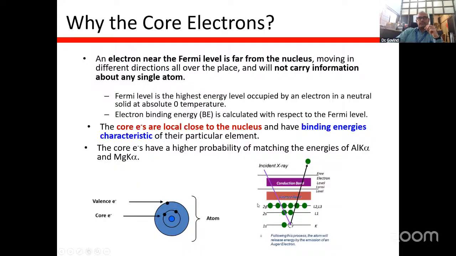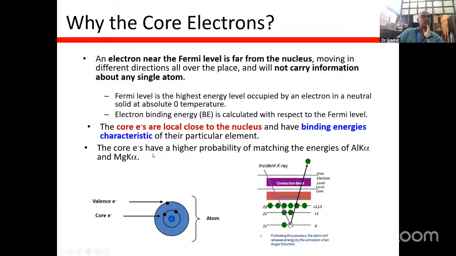So what is the Fermi level? The Fermi level is the highest energy level occupied by an electron in a neutral atom at absolute zero temperature. And the binding energy is always calculated with reference to the Fermi level. So the core electrons are very close to the nucleus. If you see this diagram, if this is an atom, near this dark blue line there is a dark dot. That's a core electron, and outside there is a valence electron. And that gives particular information about that element.